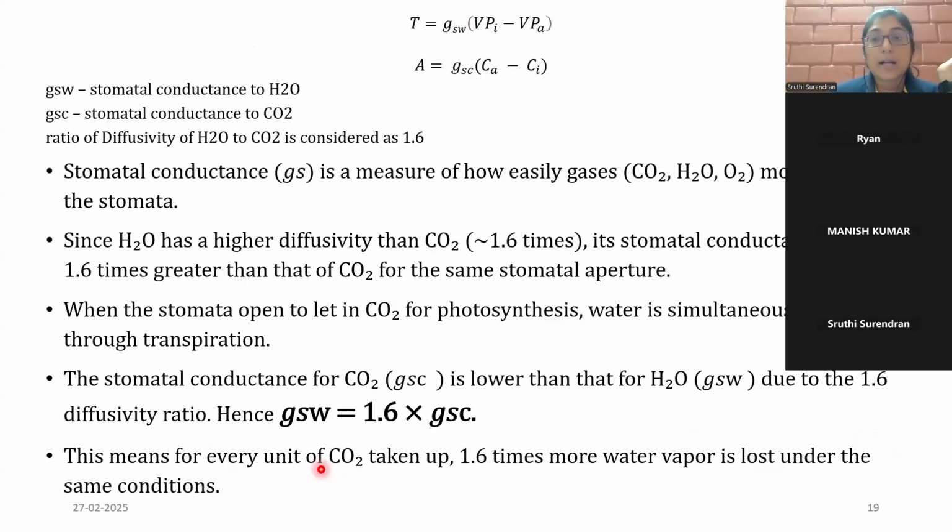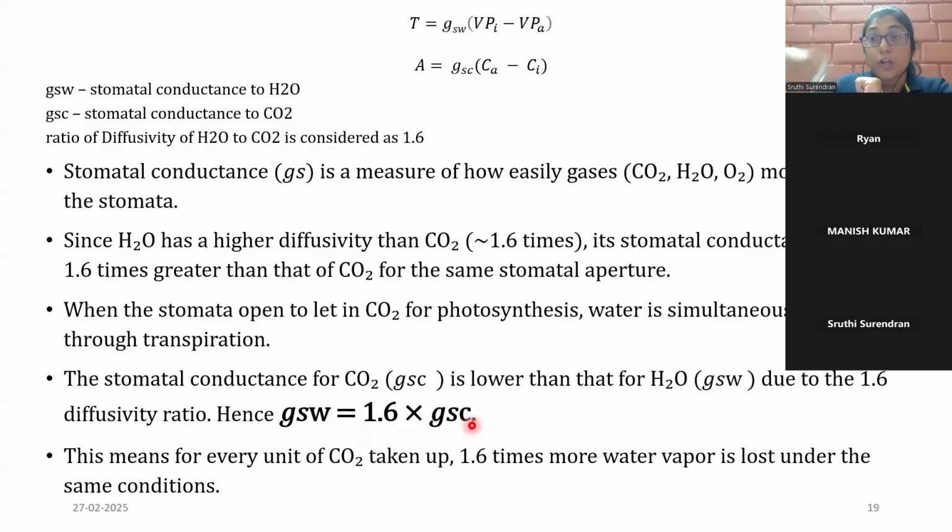So this again can be translated to the stomatal conductance. Stomatal conductance is basically how easily the gases can move through the stomata. Since water has got a higher diffusivity than carbon dioxide, we know that water is a smaller molecule, carbon dioxide is a larger molecule. We say that the stomatal conductance to water is 1.6 times the stomatal conductance to carbon dioxide.